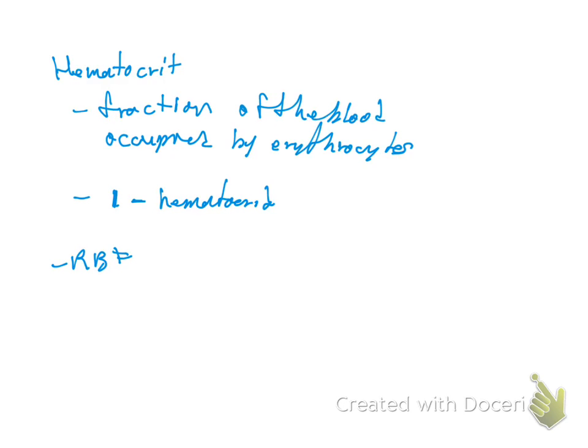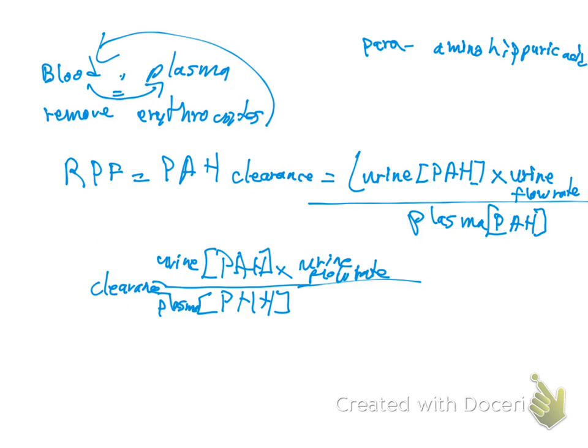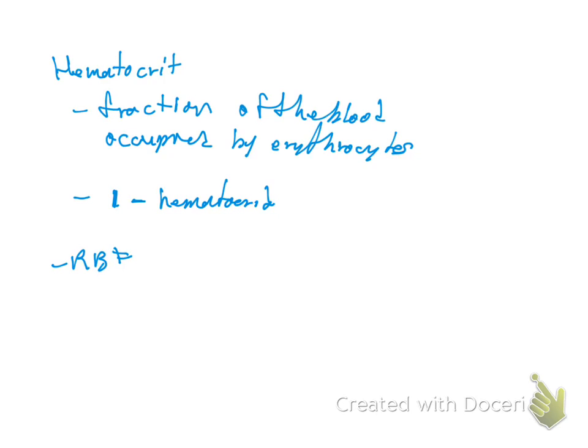If you remember, we don't want this process because it is invasive. So we go for alternatives, and we went to the renal plasma flow. But now, with renal plasma flow, I can think in hematocrit, the fraction of the blood occupied by erythrocytes. So when I take 1 minus the hematocrit, then this renal blood flow can be determined by dividing the renal plasma flow by the fraction of the blood volume occupied by the plasma.